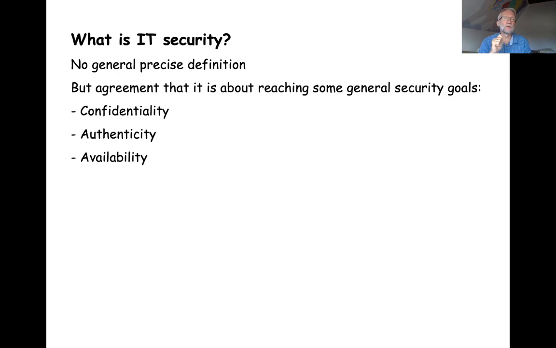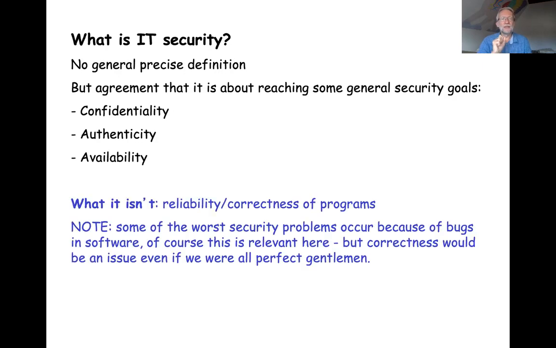But it's also important to talk about what IT security is not. In particular, it's not about reliability and correctness of programs, so about whether software actually does what we want it to do. Of course, that is closely related to security. You'll see later on in the course that some of the worst security problems we have occur exactly because software doesn't work the way we want it to. It's something different from what the programmer thought.